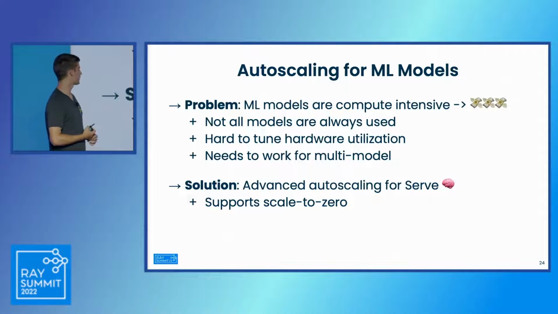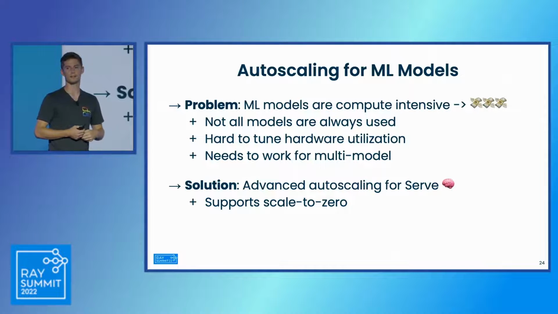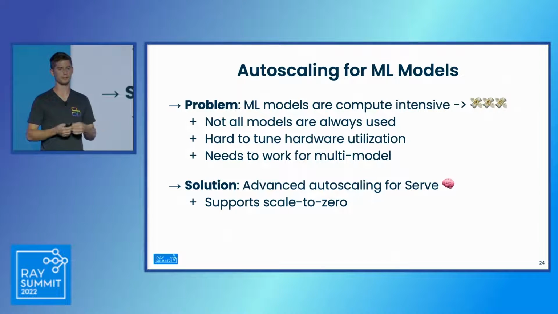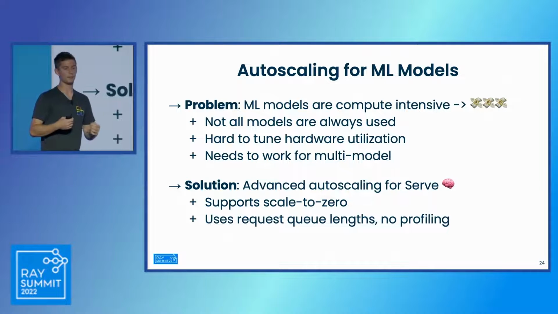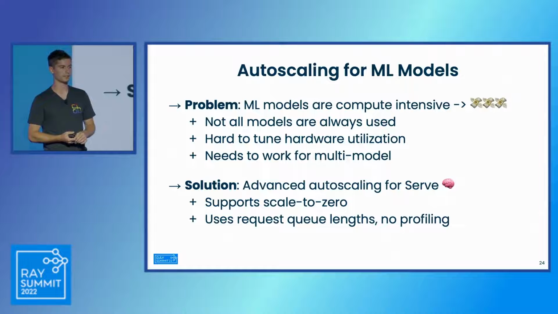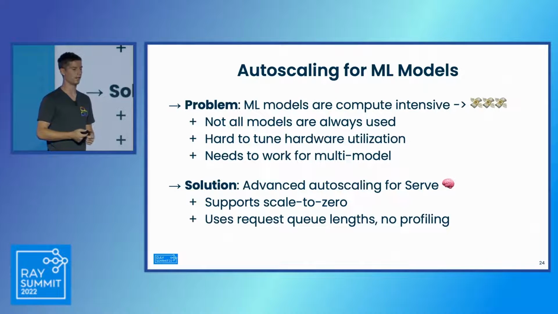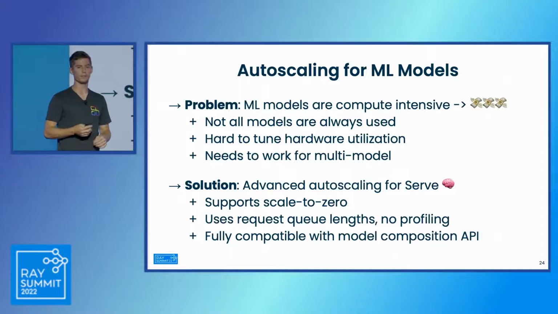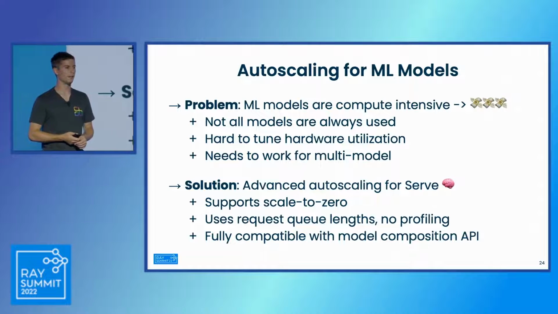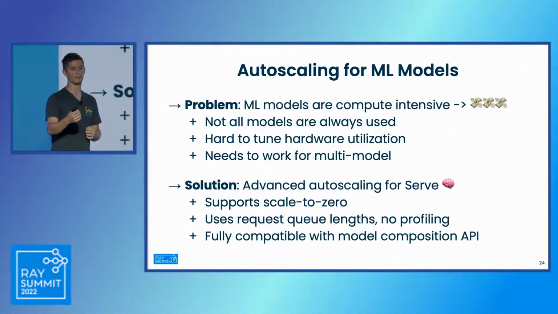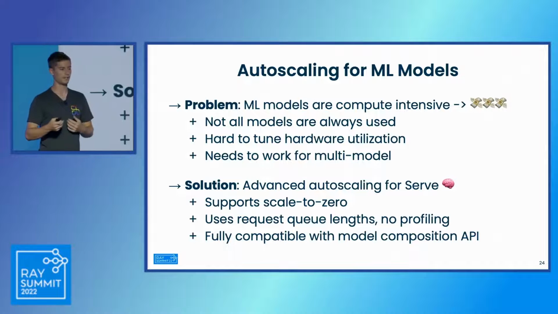So this supports scaling down to 0, which means that you can have models that are not occupying any resources until requests come in for that specific model. It uses request queue lengths instead of hardware utilization, which means you don't have to do any profiling or rewriting your code at all. And it pretty much just works out of the box. And it's also fully compatible with the model composition API that I just got done explaining, which means that you can independently autoscale each model in your end-to-end application.